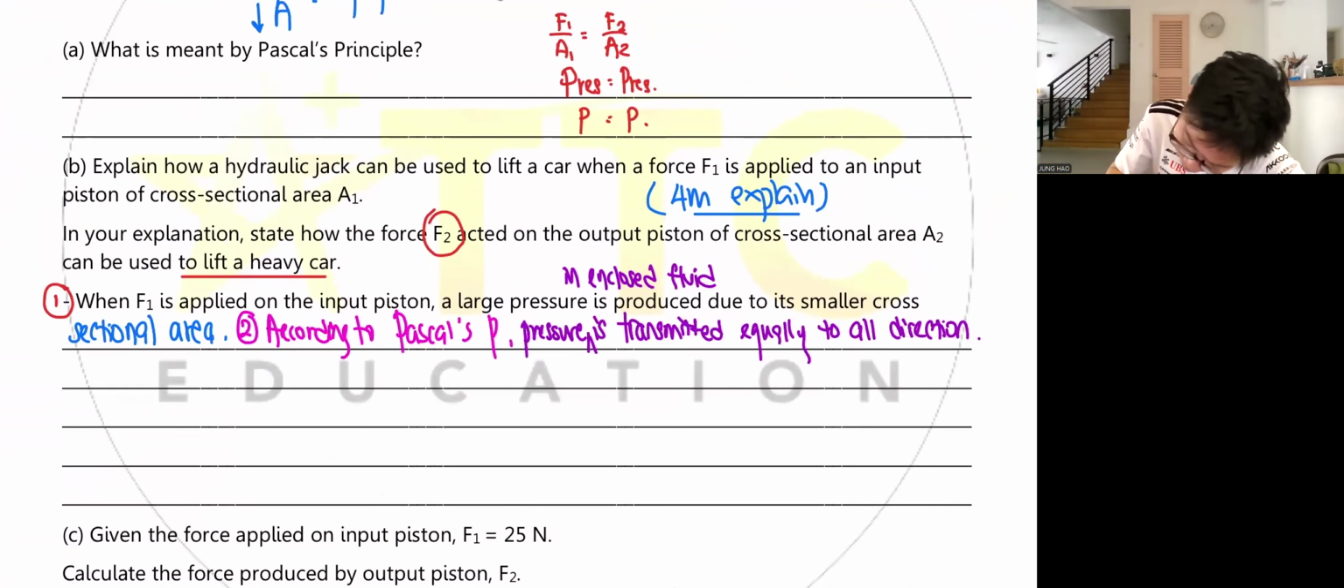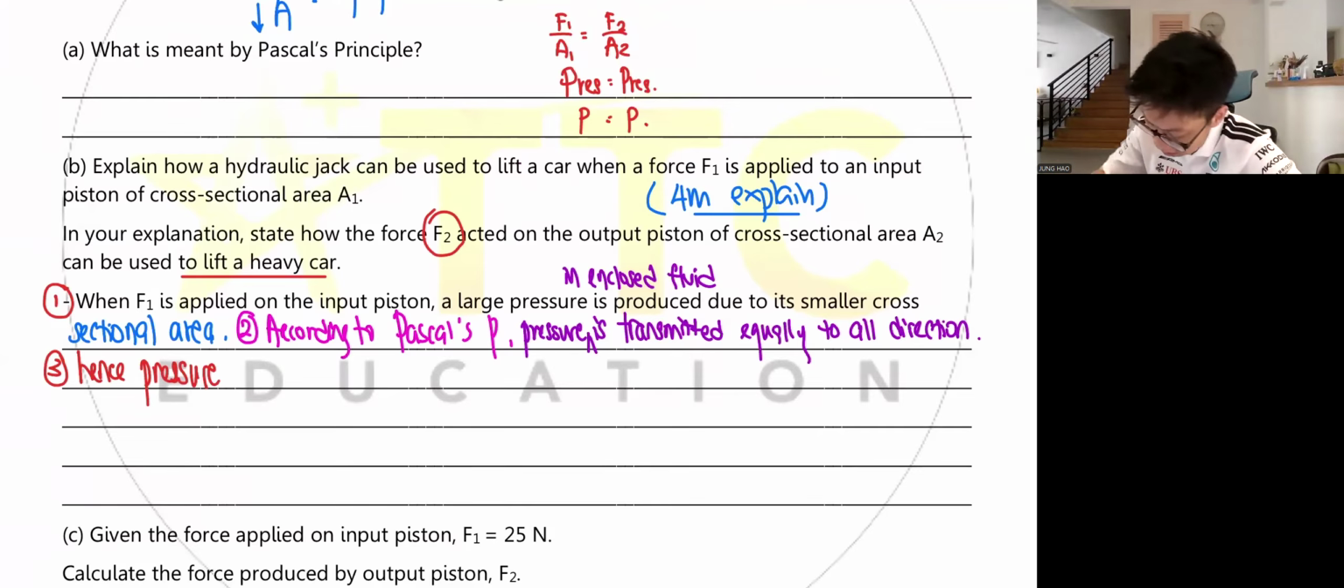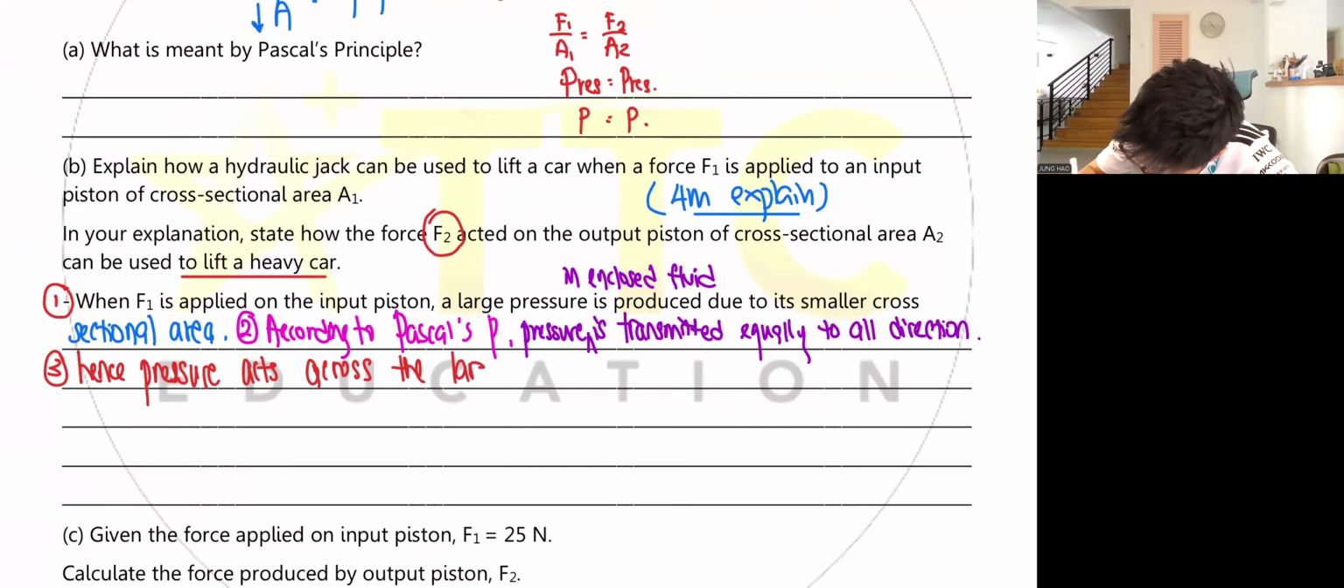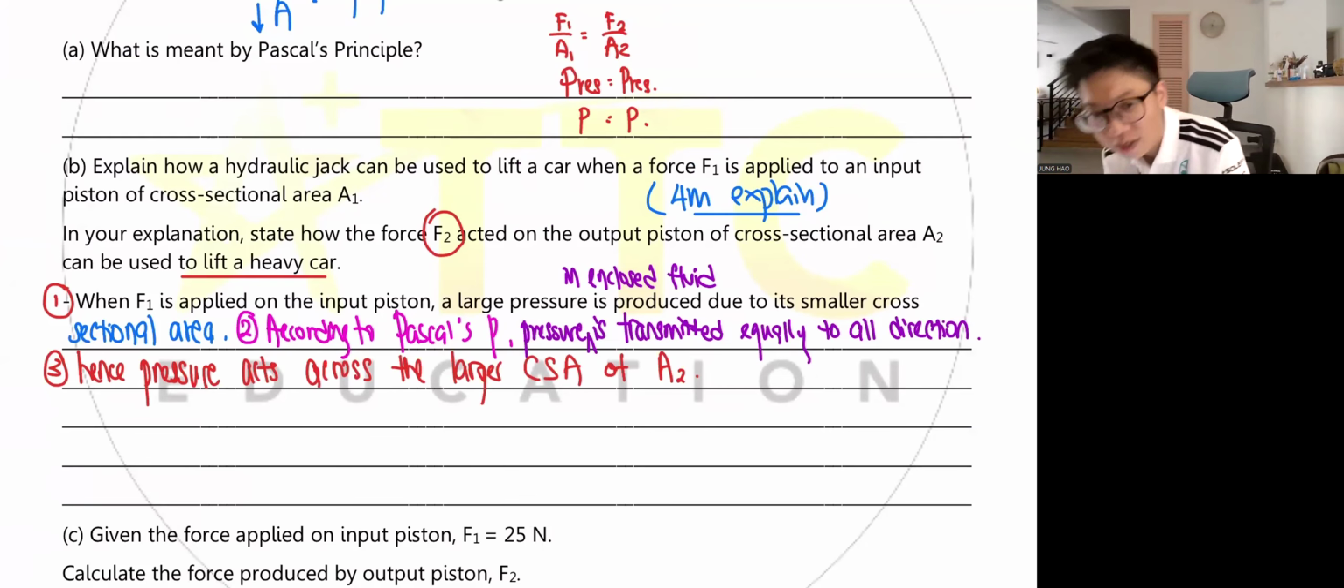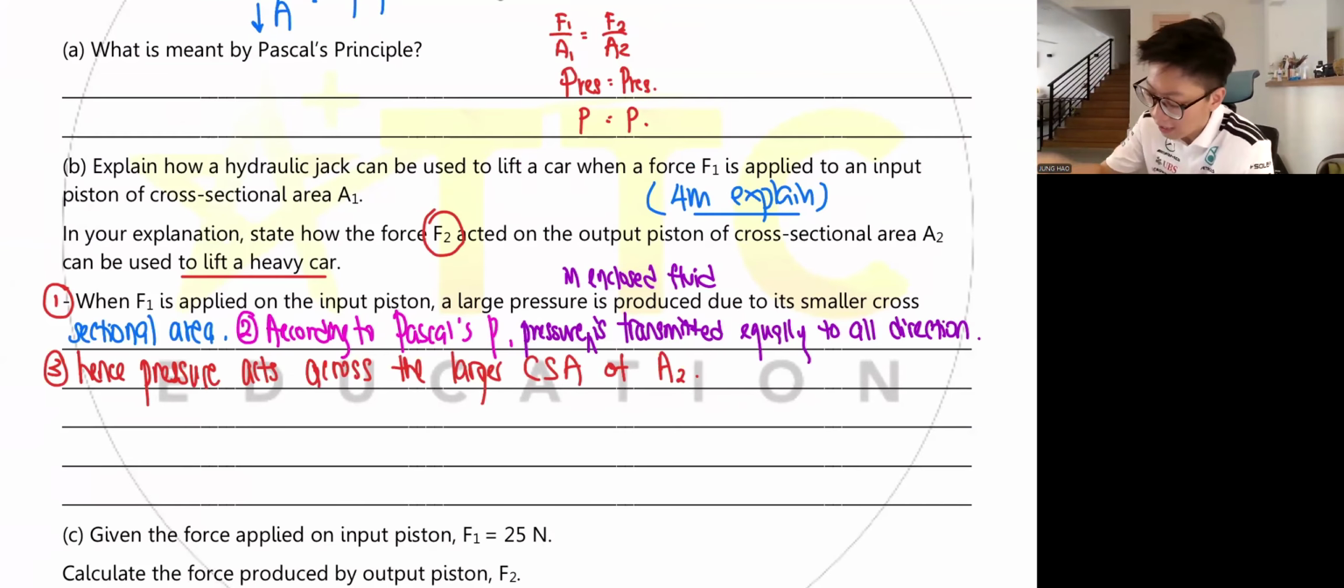Then the third one, we can say hence the pressure acts across the larger cross-sectional area of A2. Okay, the pressure now acts across the larger cross-section of A2. You can even say A2 is larger than A1.